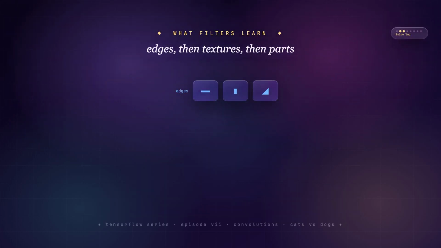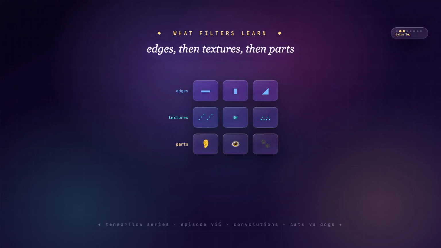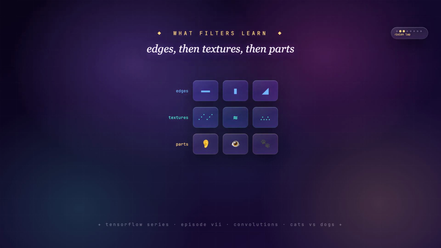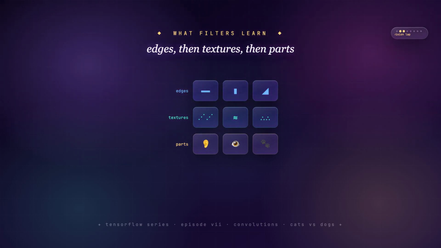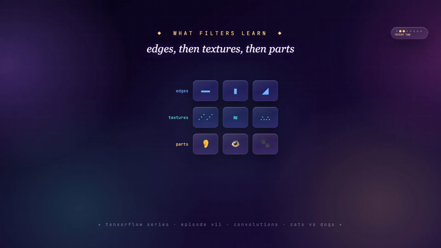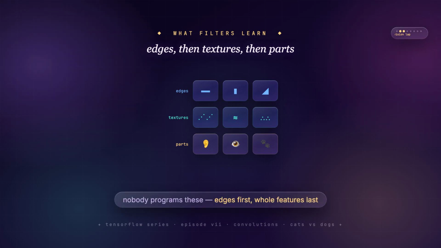And the beautiful part is what those filters learn. Nobody programs them. In the first layer, they drift toward simple edges. A horizontal line here, a diagonal there. Stack a second layer on top and it combines edges into textures. Fur, whiskers, the speckle of a nose. A third layer combines textures into parts, an ear and an eye. The network builds up vision the same way you do, simple to complex.